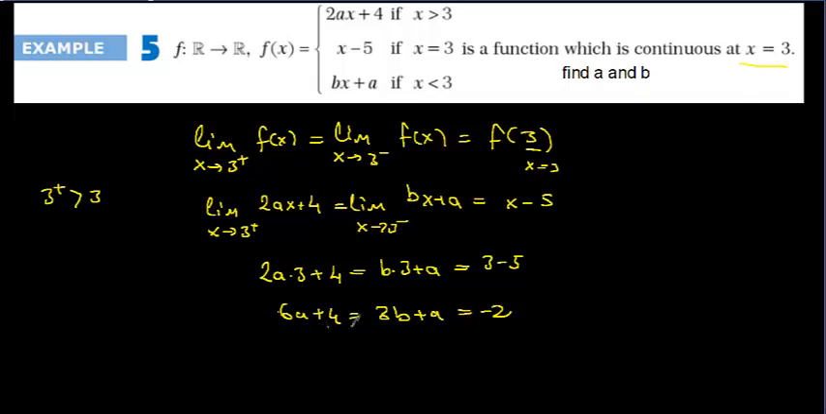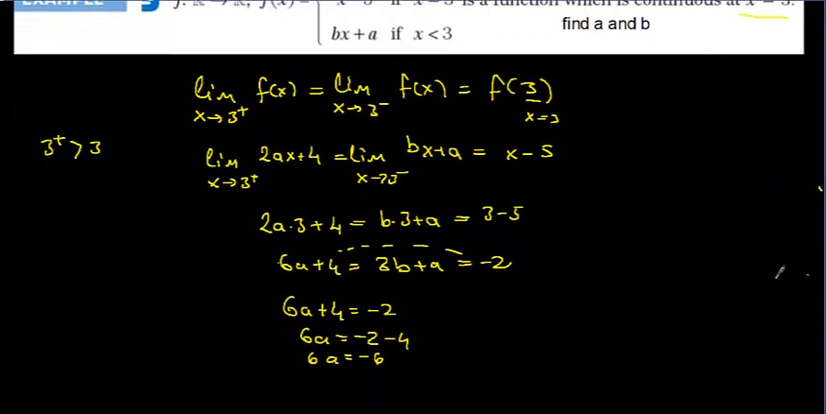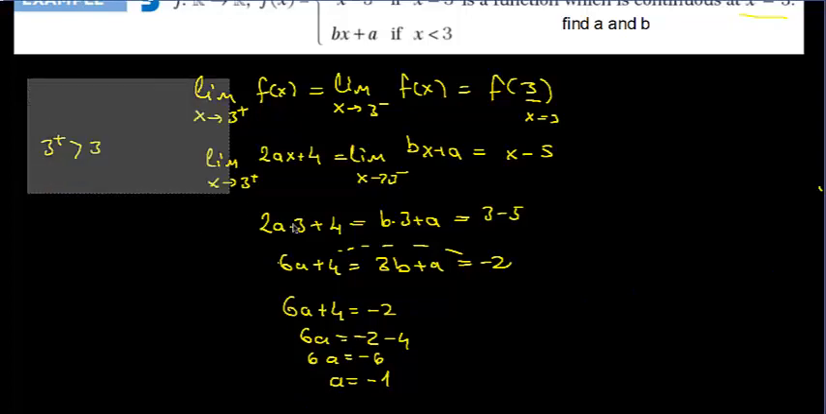Here we have 2 unknowns, here we have 1 unknown, so it's easy to solve this 2 here, which means 6a + 4 is equal to -2, 6a is equal to -2 - 4, 6a is equal to -6, a is equal to 6a over 6, which is equal to -1.